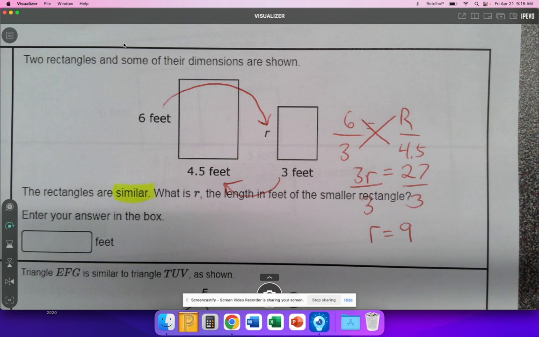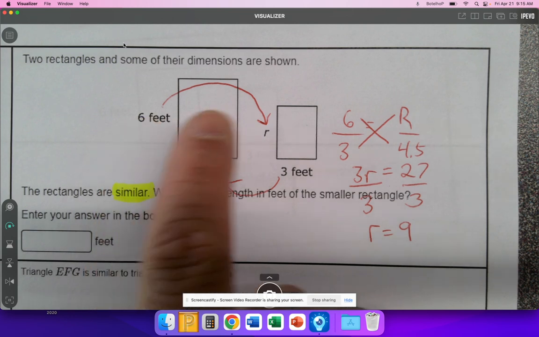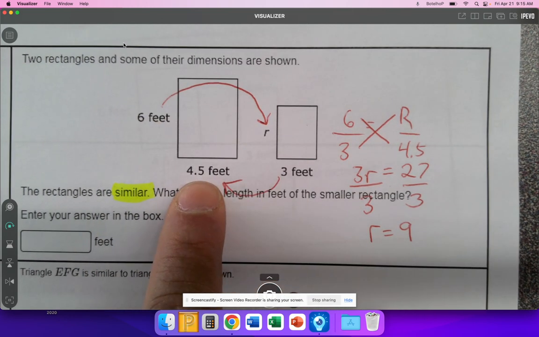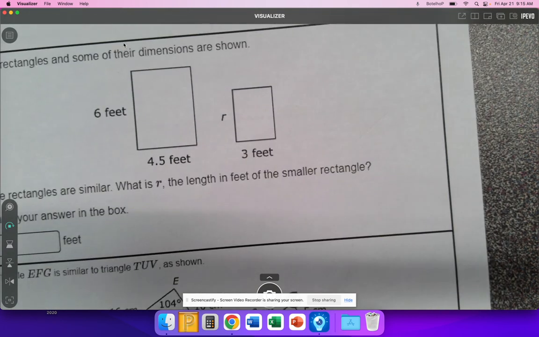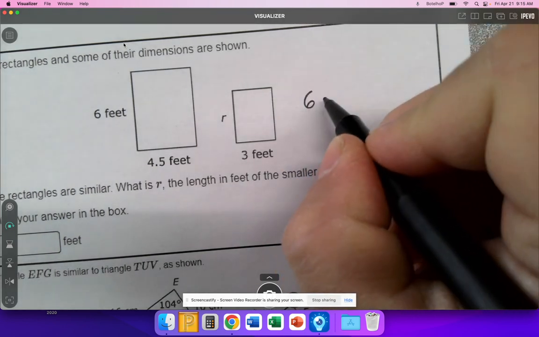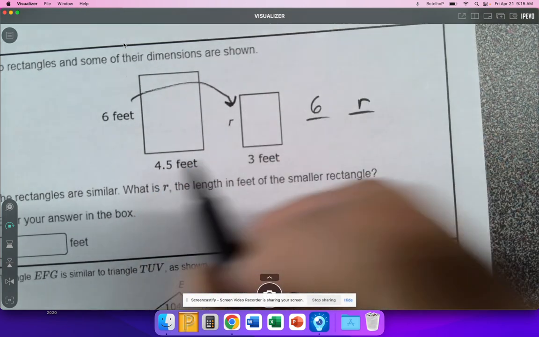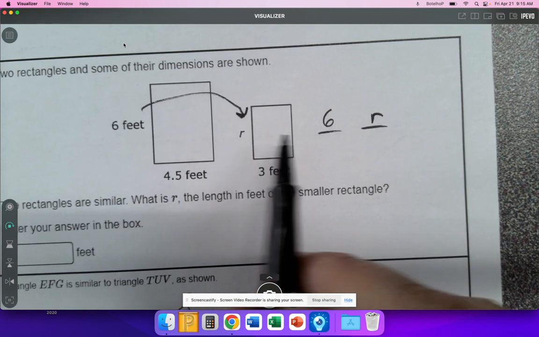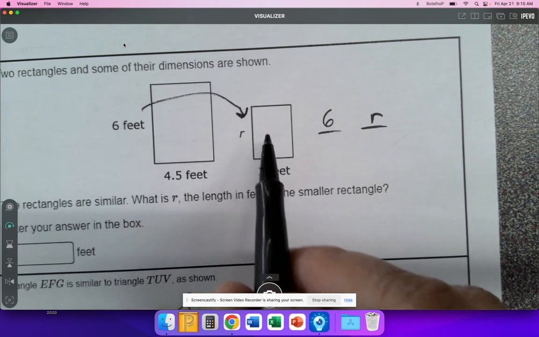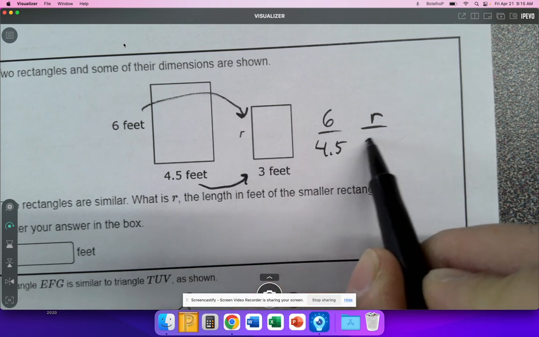All right, if you figured out that I set up my proportion going the wrong way, so if 6 goes to R, then I have to do 4.5 goes to 3. So the correct solution would look more like this. I would go 6 goes to R, again keeping everything the same proportional from one big figure to the small figure, and then 4.5 goes to 3.